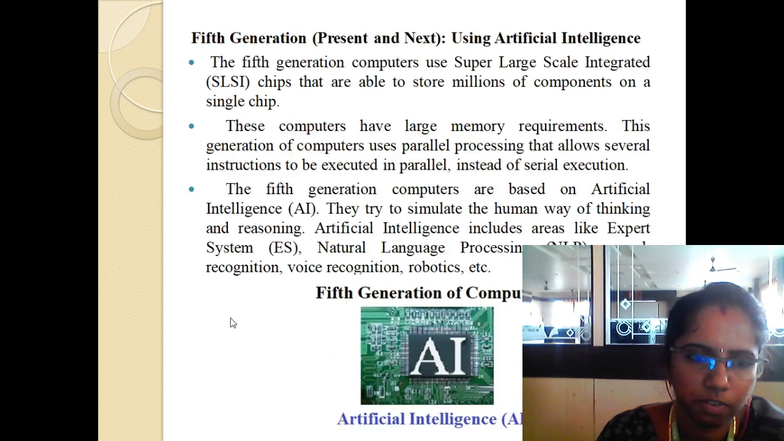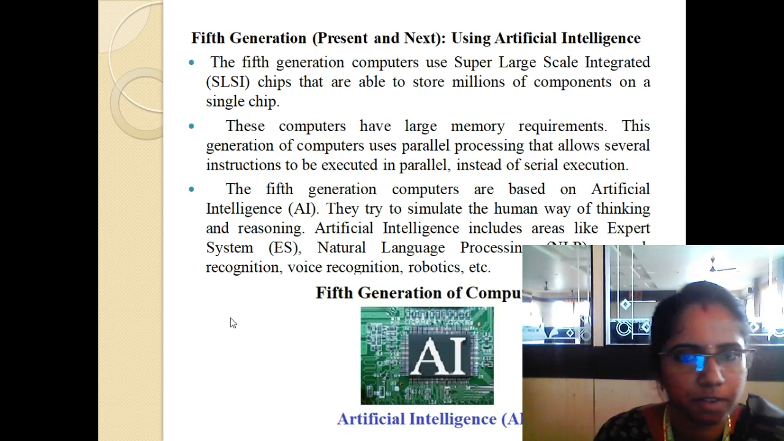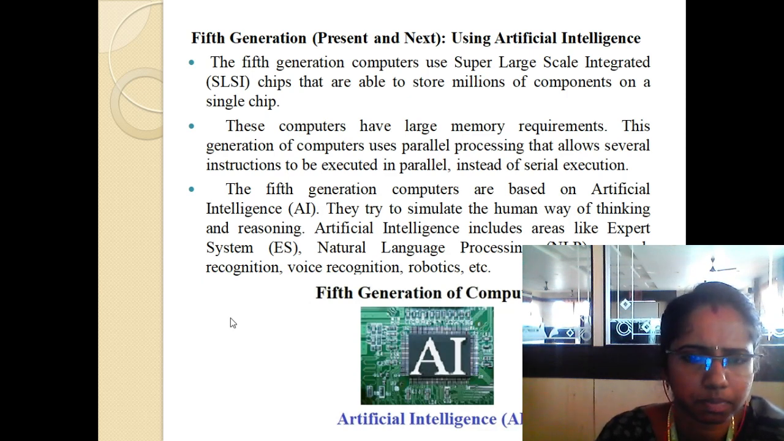So we go for fifth generation computers. Fifth generation computers are the present and future, using artificial intelligence. The fifth generation computers are based on artificial intelligence, that is AI. They try to simulate the human way of thinking and reasoning. Artificial intelligence includes areas like expert systems (ES), natural language processing (NLP), speech recognition, voice recognition, and robotics.